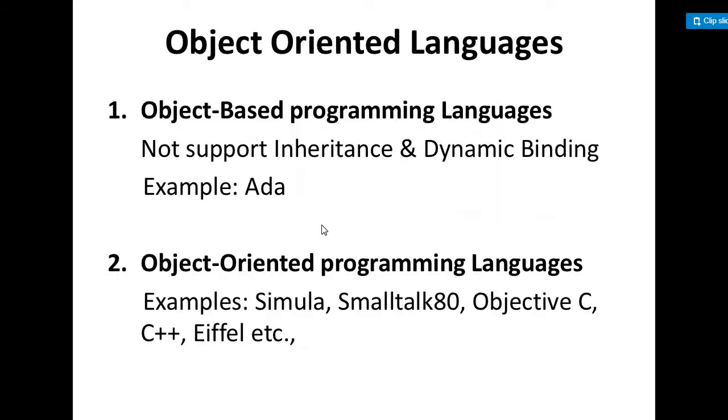Now object-oriented language and object-based programming language. Actually, there are two types: object-based programming and object-oriented programming. Object-based does not support inheritance and dynamic binding, for example, Ada. But an object-oriented programming language supports both inheritance, dynamic binding, and more. Examples are Objective C, C++, Eiffel, etc.